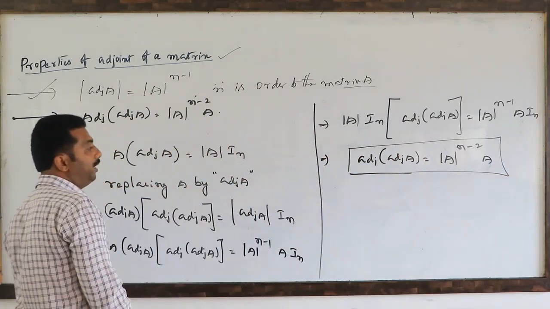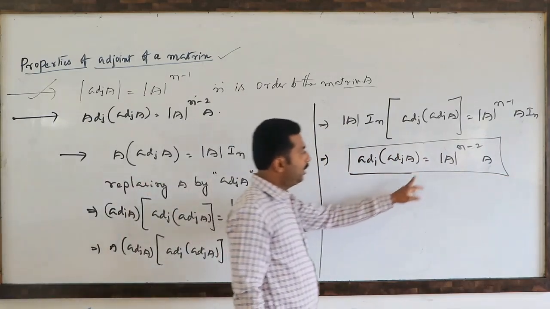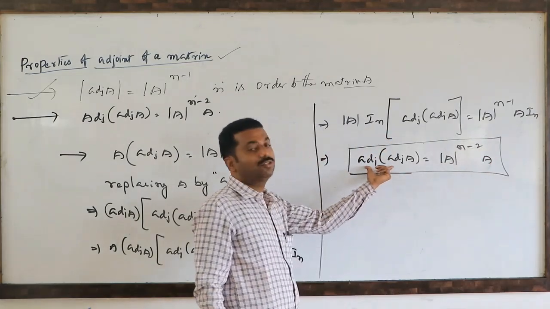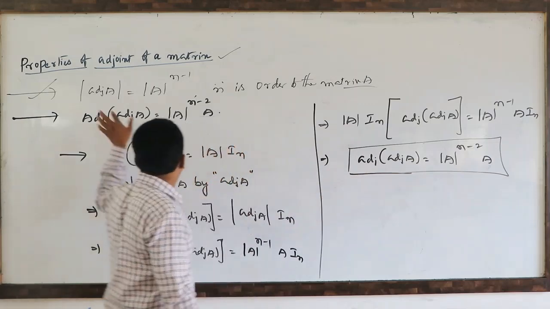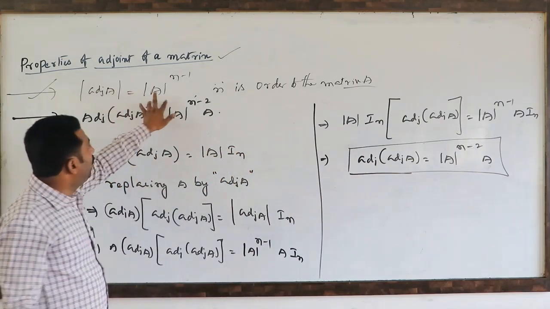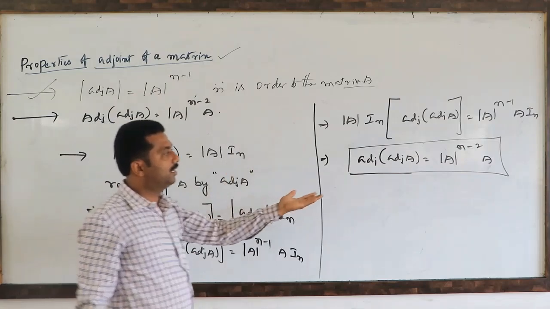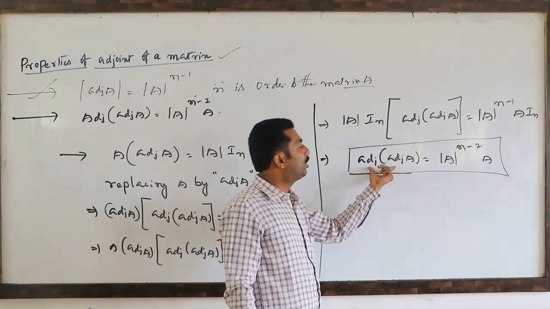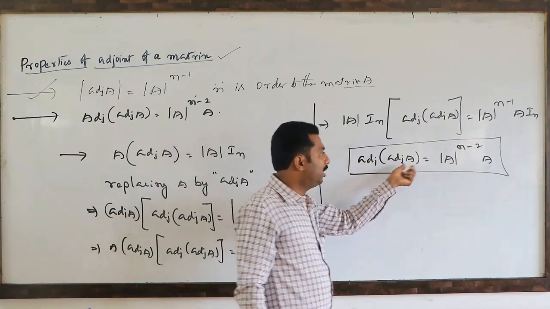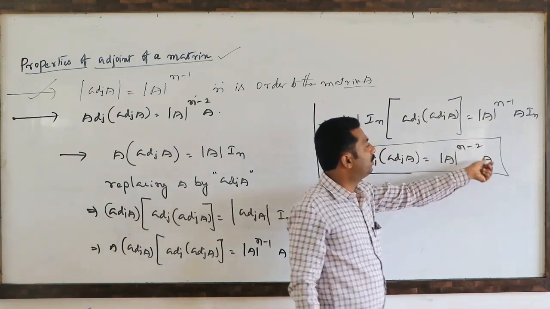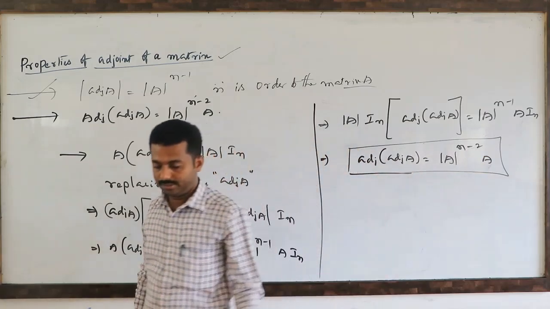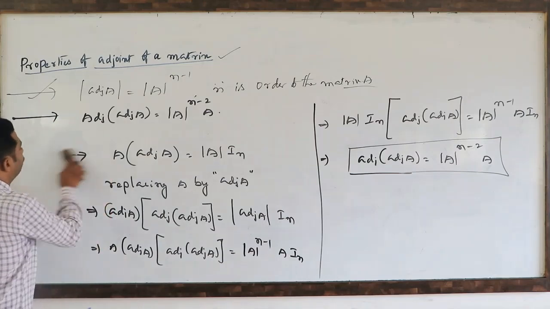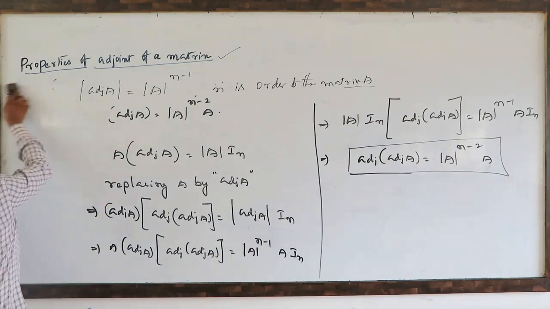Adjoint of A is determinant of A whole power n minus 2 into A, because on the left side there is no determinant. The determinant of A whole power n minus 1, two adjoints are there, so determinant of A whole power n minus 1 whole square, but here there is no determinant. So adjoint of A is det A whole power n minus 2 into A we have to write. So this is the second property. Next, we'll see the third one.